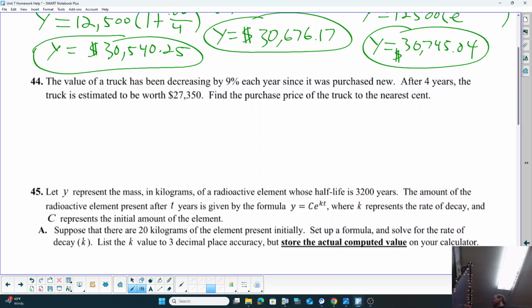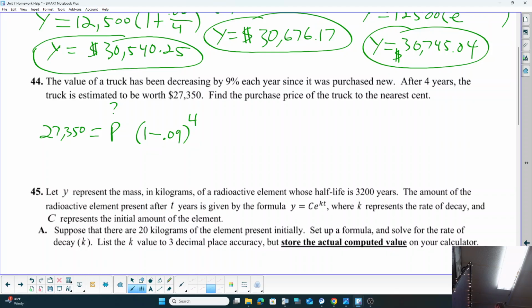So they tell you after 4 years that the truck is worth $27,350. So they want to know the initial principal amount. So 9% each year, so we have our percentage: 1 minus 0.09 for 9%. And then they tell us it's 4 years. So after 4 years, at a rate of 1 minus 0.09, it's estimated to be worth this much.